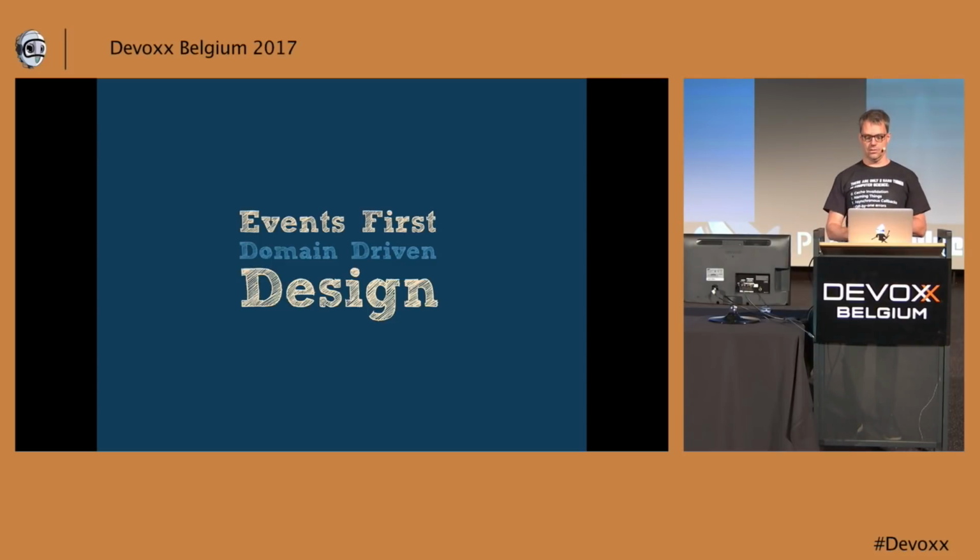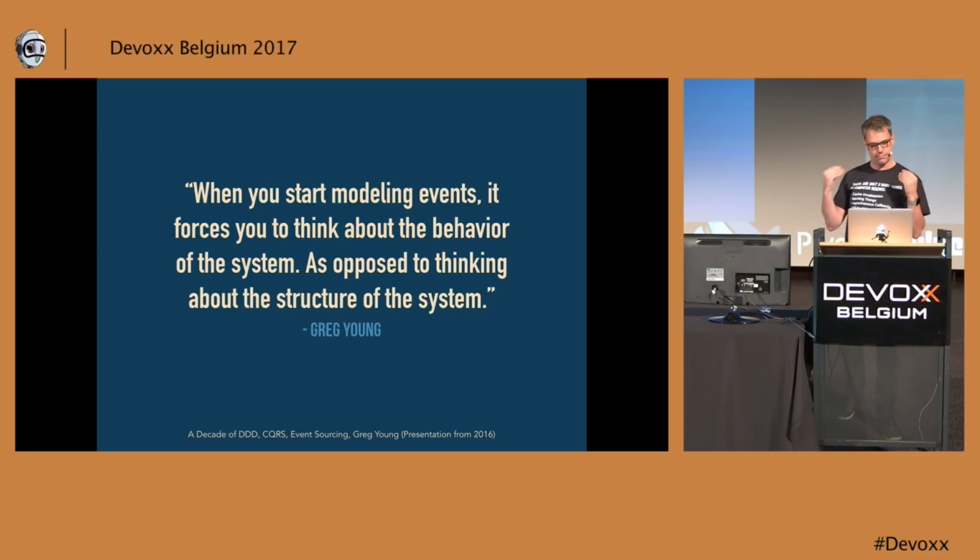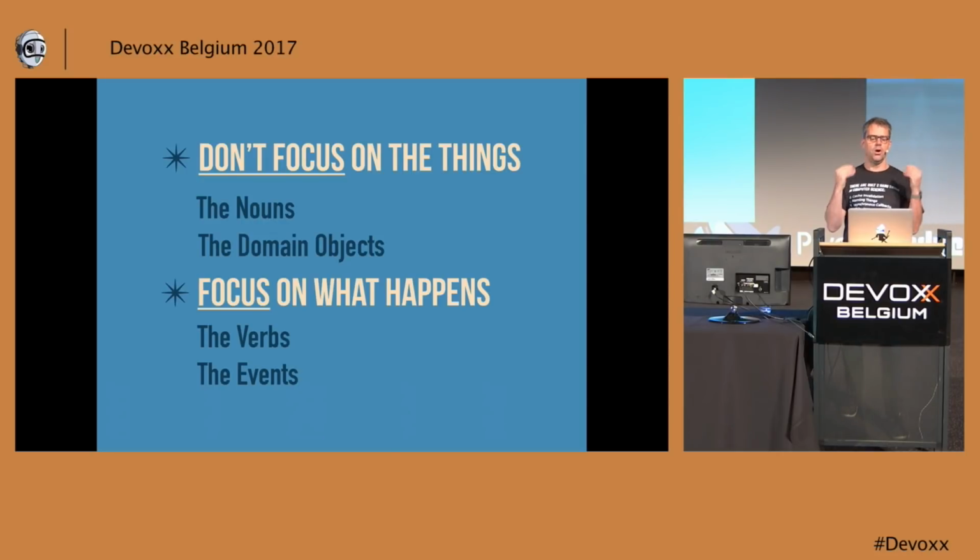I usually try to practice what I call events-first domain-driven design, where we actually put focus on what's happening in the system first. Greg Young once said that when you start modeling events, it forces you to think about the behavior of the system as opposed to thinking about the structure of the system. So we should not focus on the things initially. We should not focus on the nouns, the domain objects that we've been taught to think about first. We should instead focus on what happens.